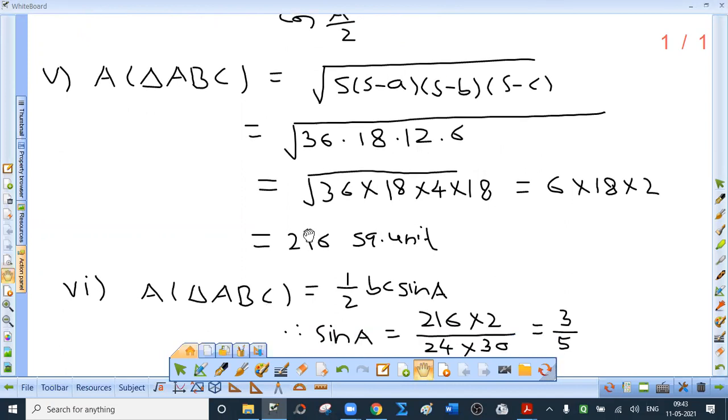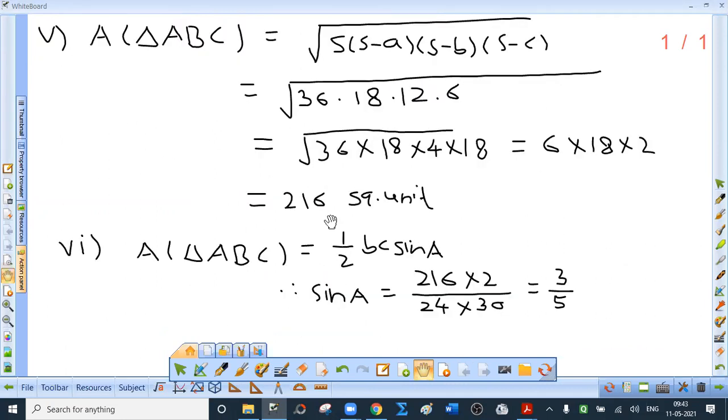The last part is sin A. Sin A is asked. Now what is the area of triangle ABC? It is half BC sin A. But the area is found to be 216. So 216 into 2 upon BC will be sin A. But B is 24, and what is C? 30, to get 3 by 5.